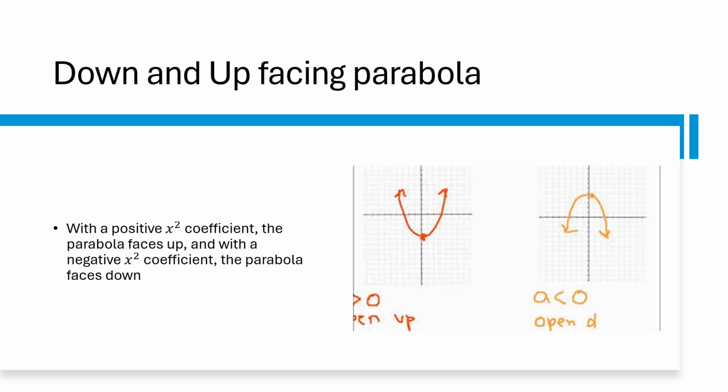So down and up-facing parabolas can be really helpful when you're trying to graph a parabola, because if you don't know which way it's facing, it's really hard to graph a parabola. So if you have a positive x squared coefficient, then the parabola faces up, and with a negative x squared coefficient, your parabola faces down.